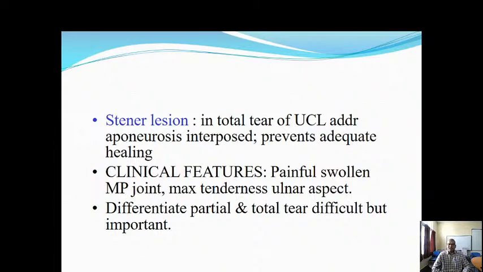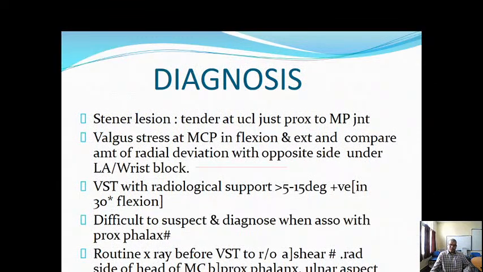Okay. Clinical features are a painful, swollen metacarpophalangeal joint and maximum tenderness on the ulnar aspect. So we have to differentiate if it's a partial tear or a complete tear. So the diagnosis is Stener lesion. Stener lesion is tender at the ulnar collateral ligament just proximal to the metacarpophalangeal joint.